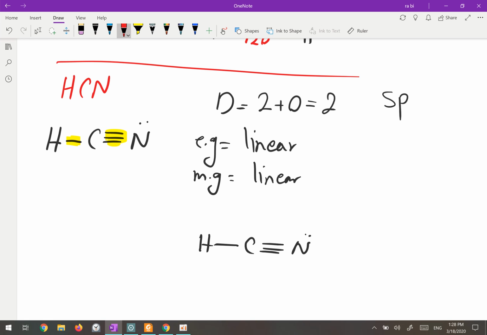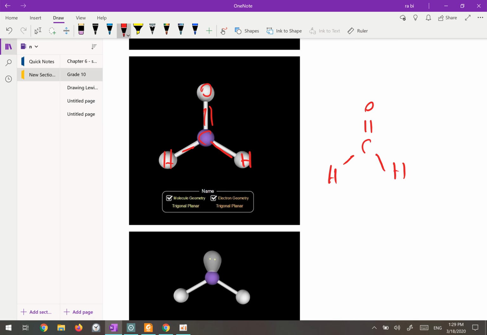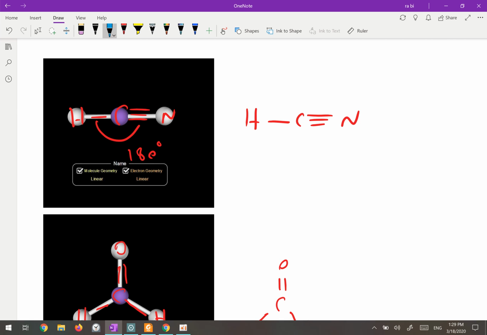So what is the angle? Yeah, they are exactly opposite to each other. So the angle is 180 degrees. Again, I can show you this one on these pictures that I have here. So when the domain is 2, like this case, you have carbon, triple bond, nitrogen, single bond, hydrogen. So they are exactly opposite to each other. So they are linear. Your molecule is like this: hydrogen, carbon, nitrogen. You can see it's linear. That's why we call it linear.